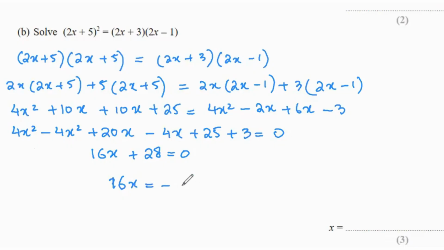16x equals negative 28. X is negative 28 divided by 16, and that can simplify to negative 7 over 4. That is your value of x.